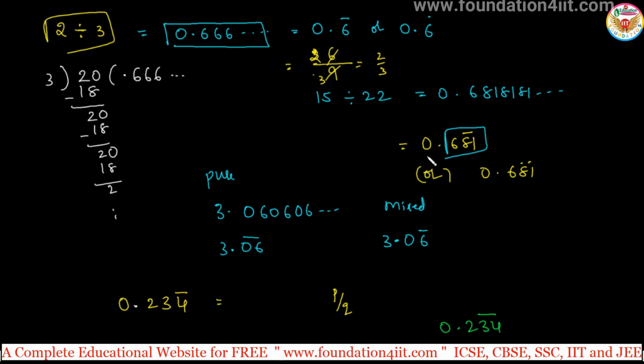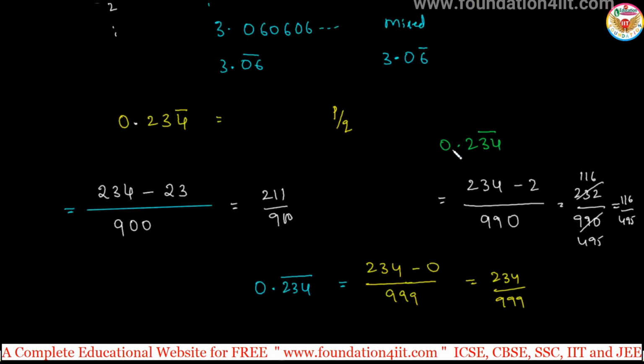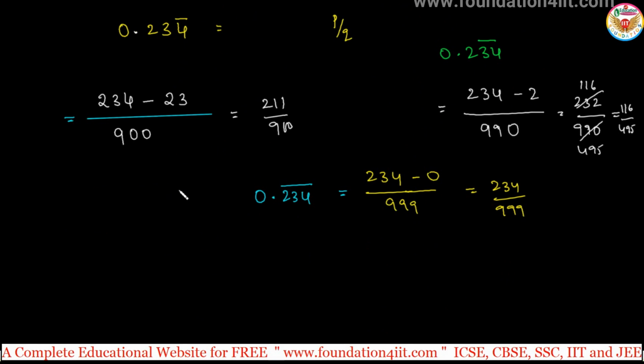Anything, even with the mixed also we can make it the same. So this is the method when it is non-terminating repeating decimals to convert into the vulgar fraction.